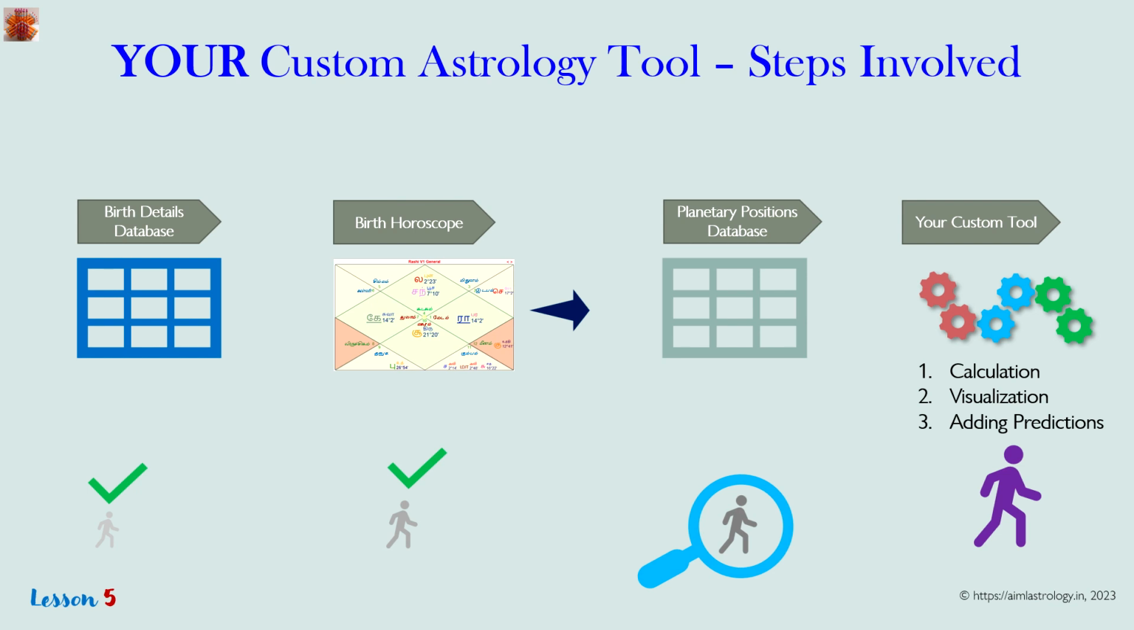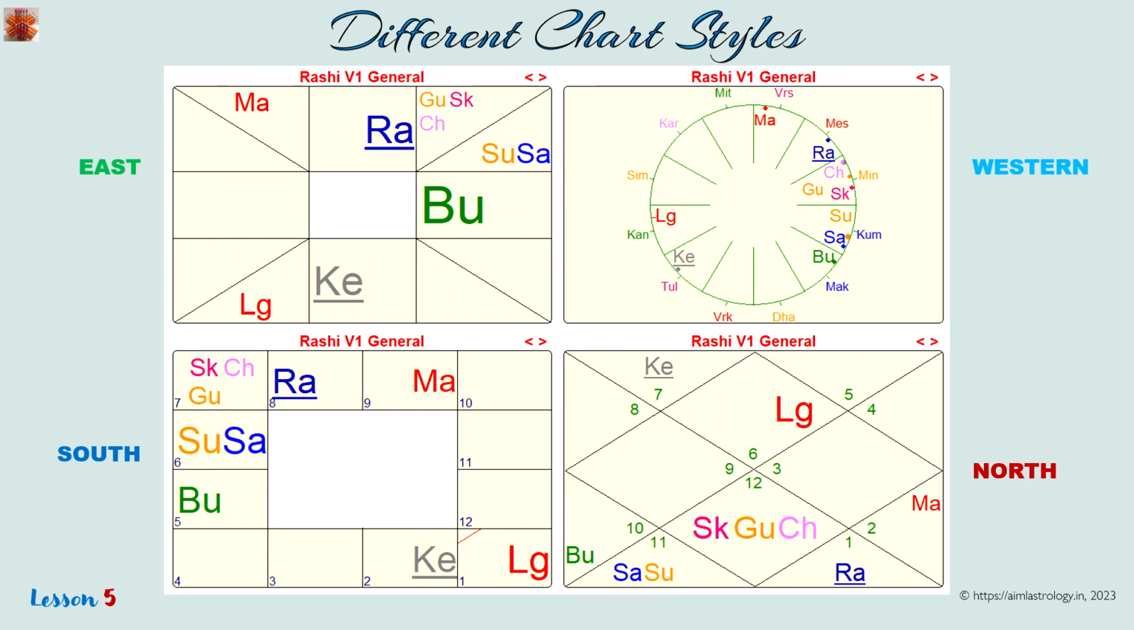Any custom tool that you are going to build will involve three components. First one is a calculations component, and second one is the visualization component, which is typically Rasi charts, graphs and bar charts, everything. And third part would be adding your own custom predictions based on the outcome you get from a calculation. Today, we will see a little bit about different chart styles that are in vogue.